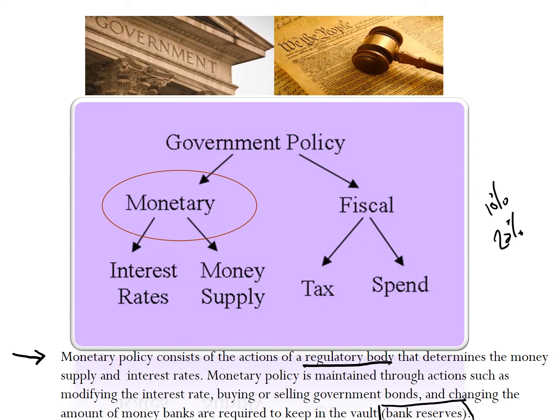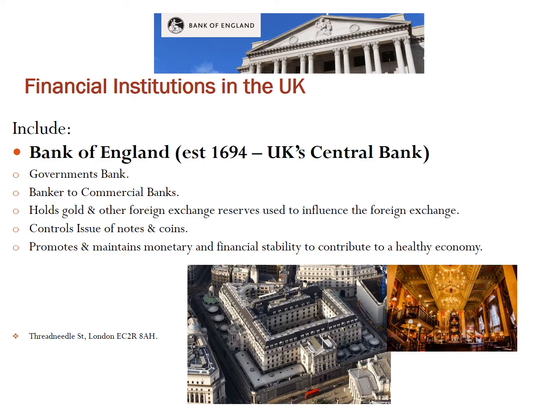And there are various financial institutions in the UK, and we will talk about them now. So in order to make sure monetary policy is done properly, you need a central bank. Here in the UK, we have the Bank of England. It was established in 1694 and it's the UK central bank. What do we mean by this? It's the government's bank, so it does all the banking activities for the government. It is also a banker to commercial banks.